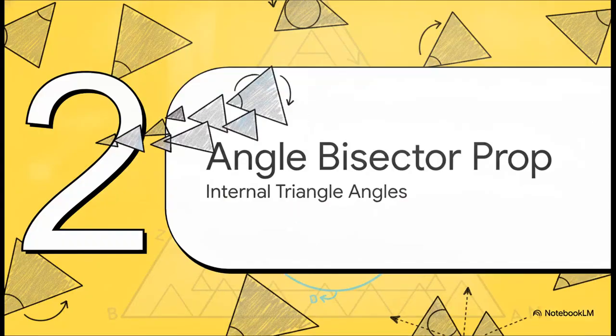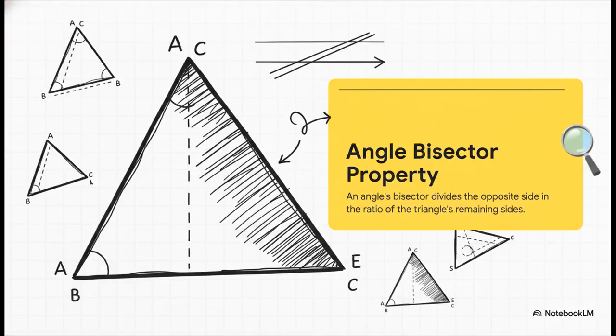Excellent work. Moving right along to part 2, let's shift our focus to the internal angles of a triangle. Here is our second major tool, the property of an angle bisector. It reads, the bisector of an angle of a triangle divides the side opposite to the angle in the ratio of the remaining sides. Now, don't let the slightly complex wording worry you. It simply means that if you slice an angle exactly in half, it creates a totally predictable ratio on the opposite side of the triangle.